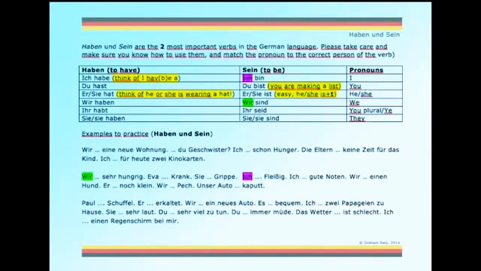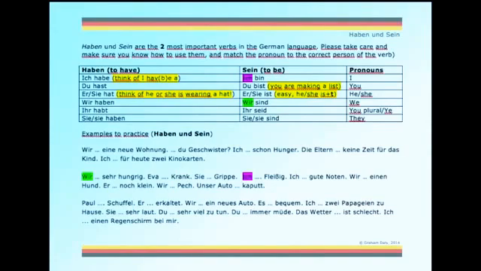So at one side of your copybook, you should have haben, because we're going to write some sentences underneath haben. And at the other side of your copybook, you should have sein, because we're going to write a couple of things underneath sein. Now, haben and sein are the two most important verbs in German. So please take care and make sure you fully understand these verbs and how to use them before going forward in your lessons. Okay, so let's get going.